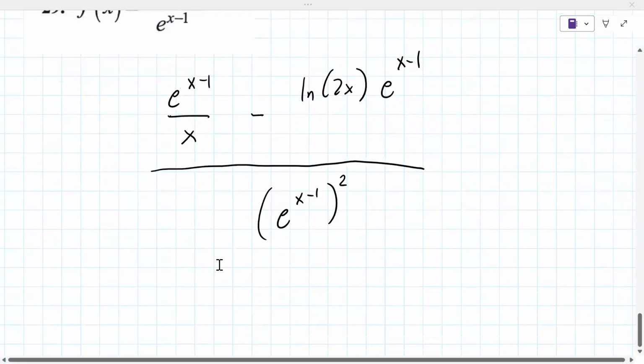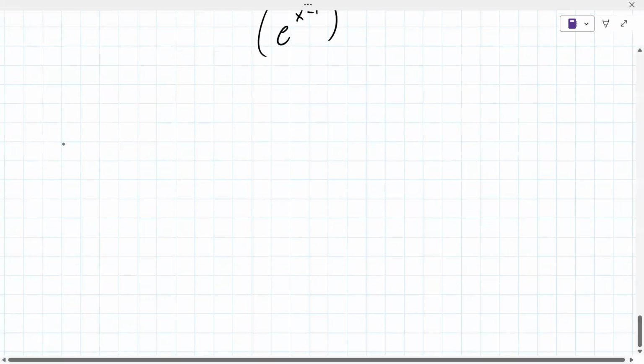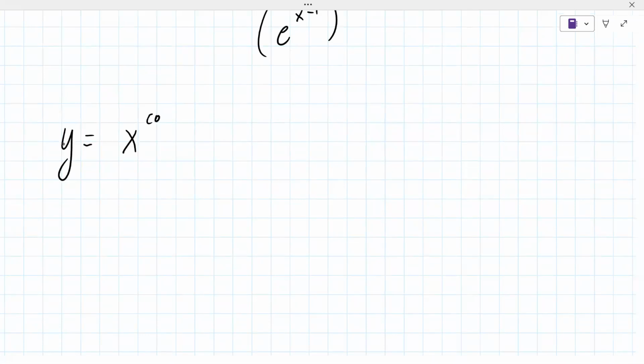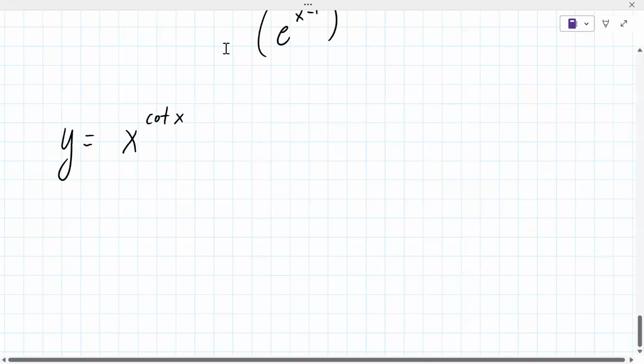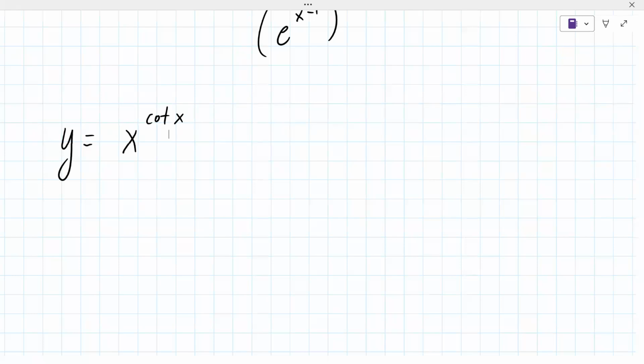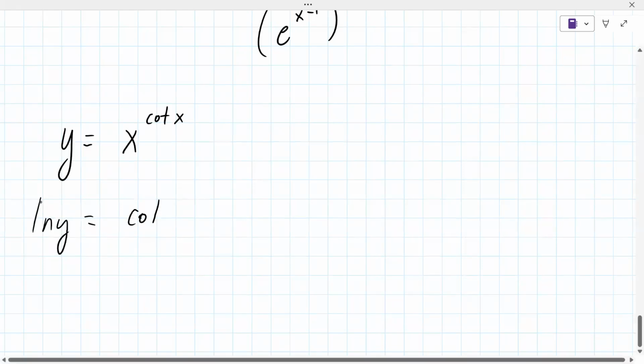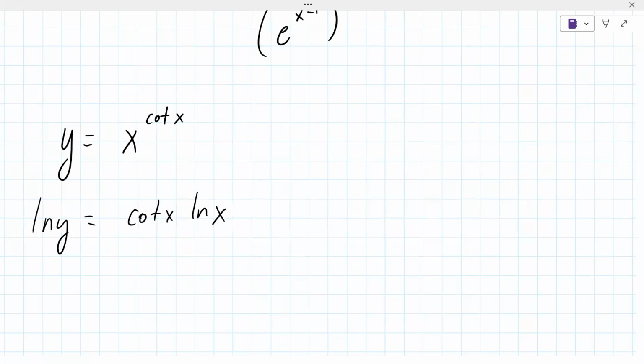Okay, a problem we've not done, which we were doing a while back, would be something like y equals x to the cotangent x. This is a logarithmic differentiation problem. They don't get much more complicated than this to start out. We just take the natural log of both sides: ln of y equals cotangent x times ln of x. And then find the derivative. Now it becomes product rule, right?